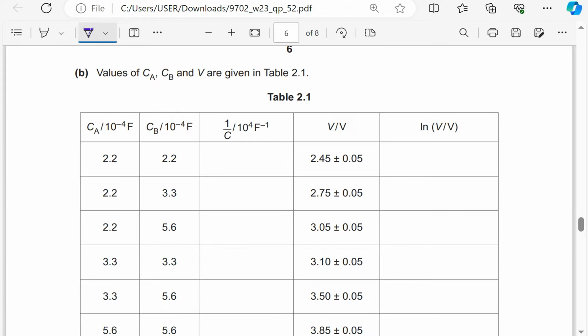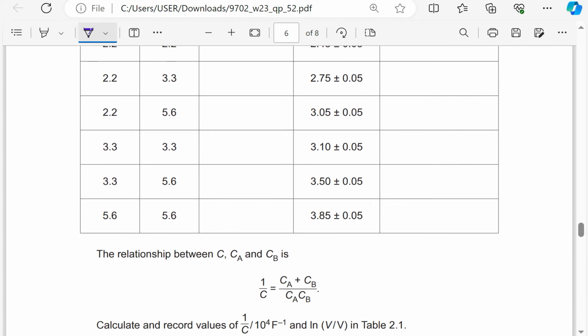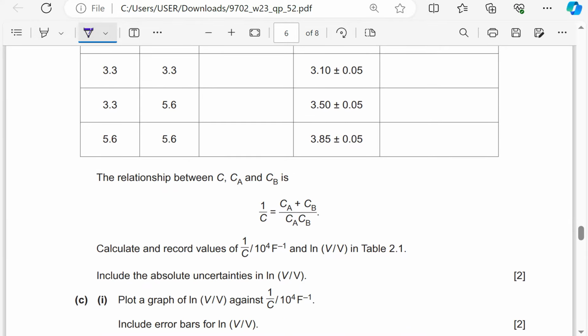Values of CA, CB, and V are given in the table. The relationship between CA and CB is 1 over C equals (CA plus CB) over (CA times CB). Calculate and record values of 1 over C, in 10 to the power 4 farad, and ln of V in the table. Include absolute uncertainties for ln of V.